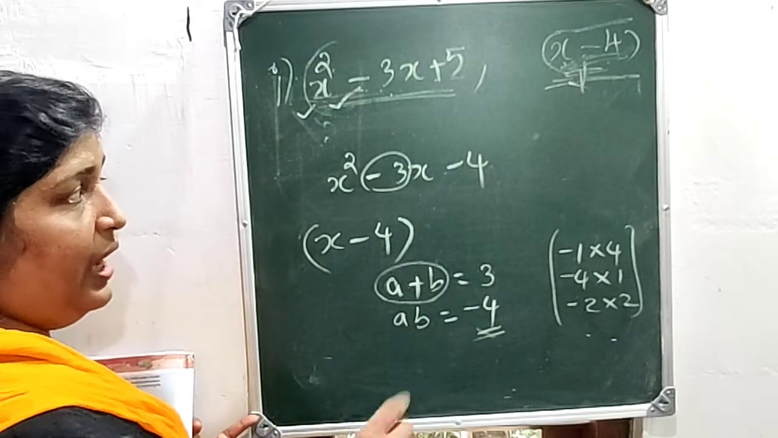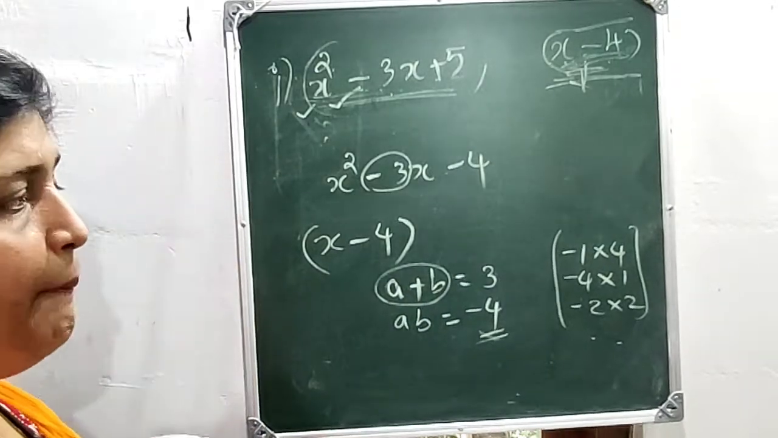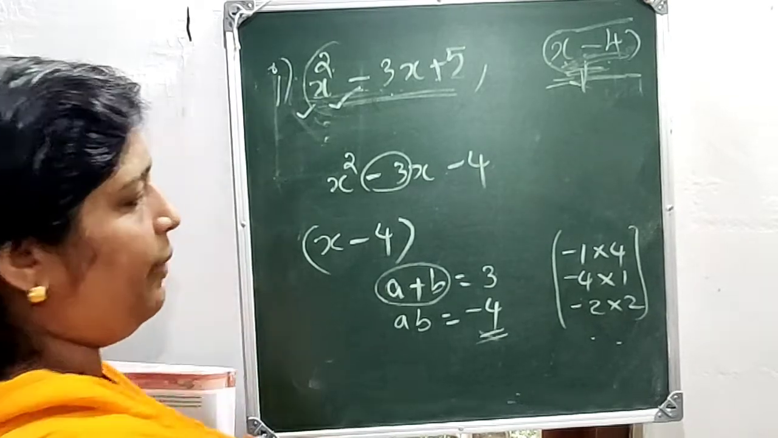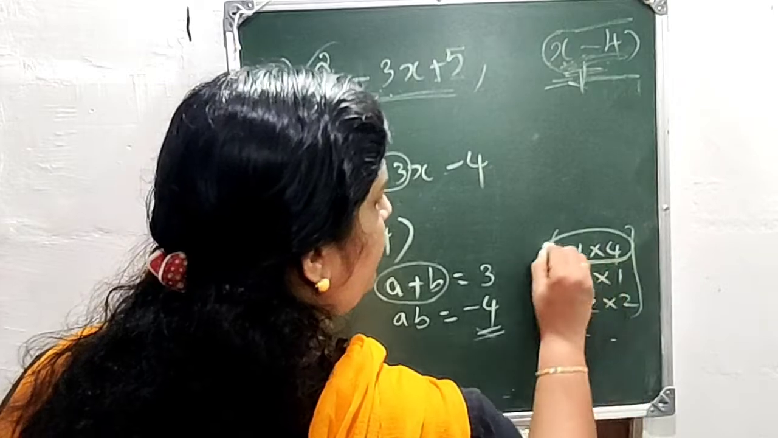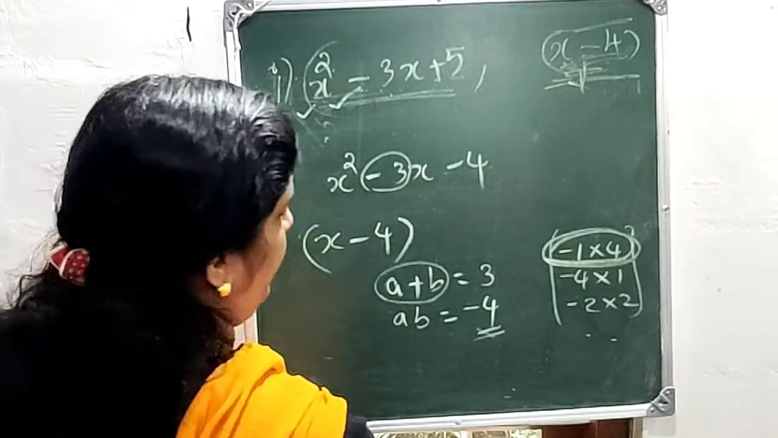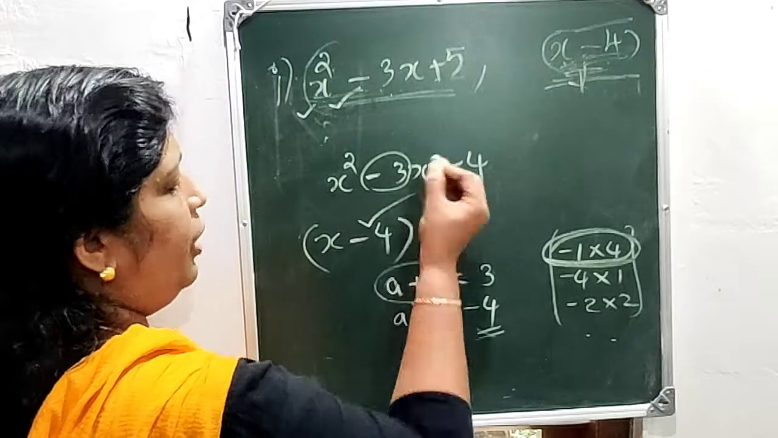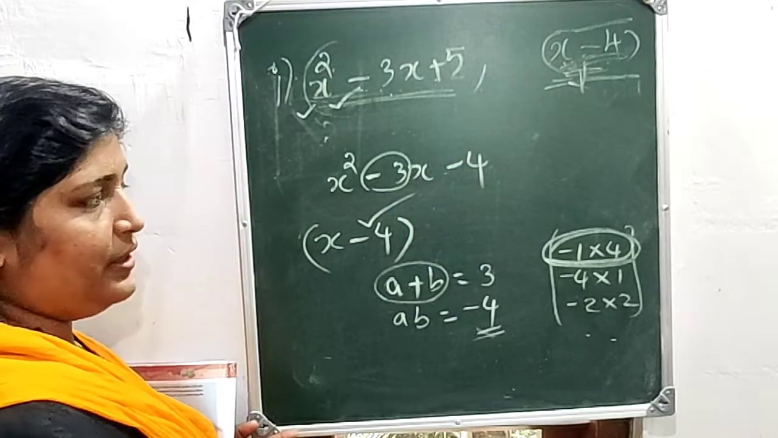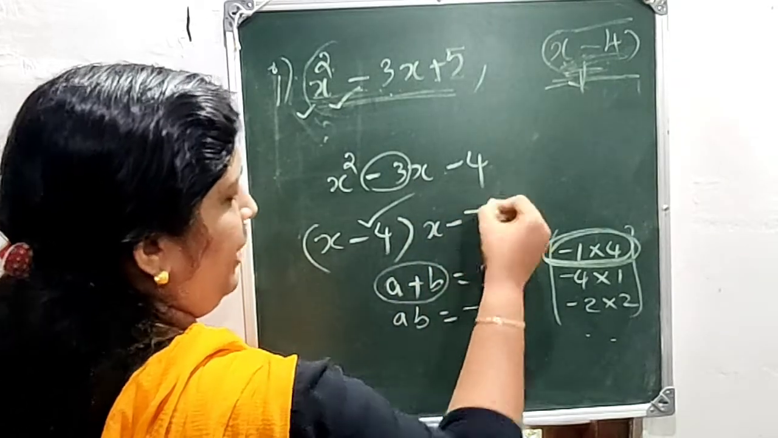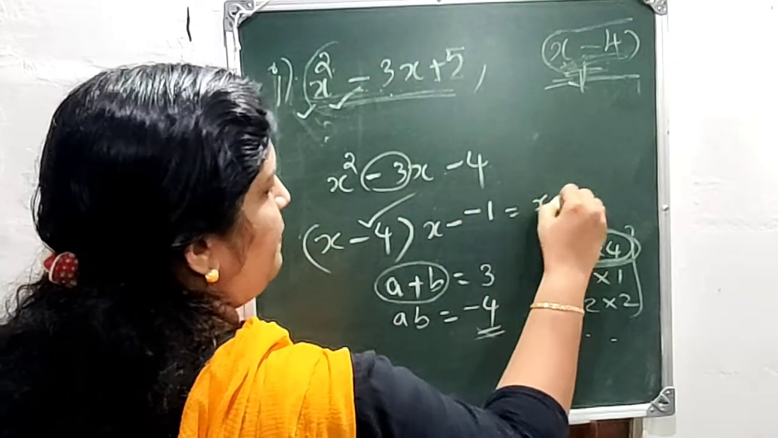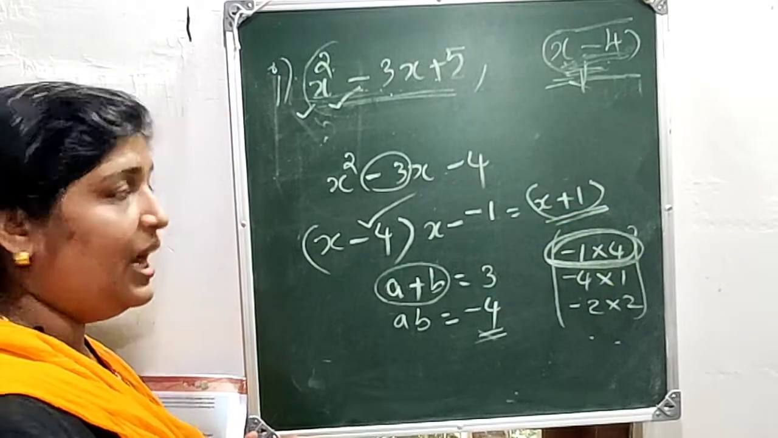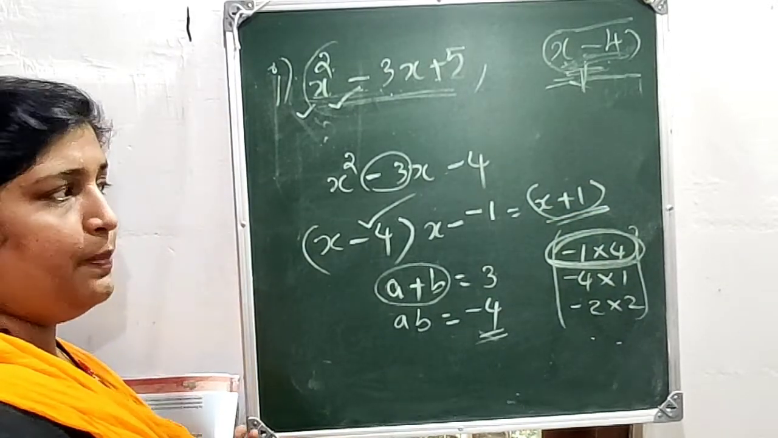Then the bigger number should be a positive number. So here we are going to take this set, 4 and negative 1. So here we have 4 is already a factor. Then which is the second factor? That is x minus minus 1, that is x plus 1 is the second factor of this polynomial.